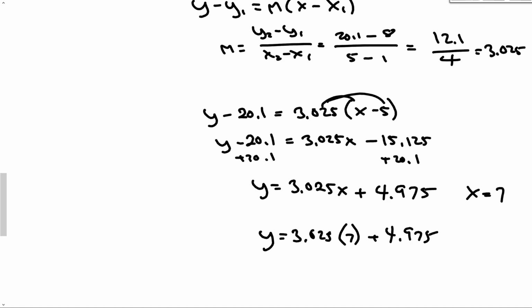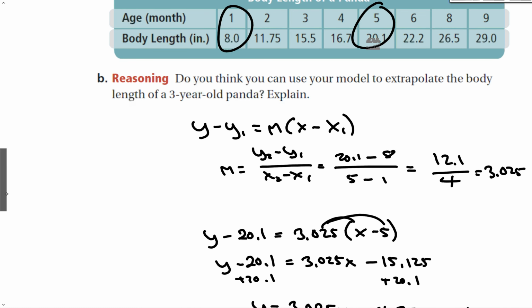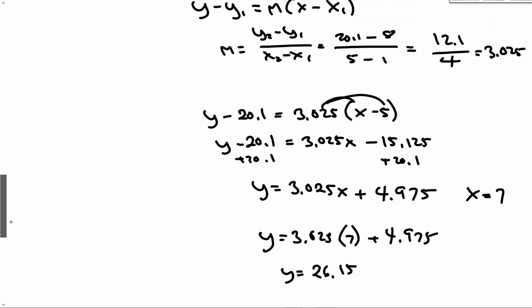Plus 4.975, and it gives me 26.15. Kind of what we expected, right? Somewhere in between there. Good.